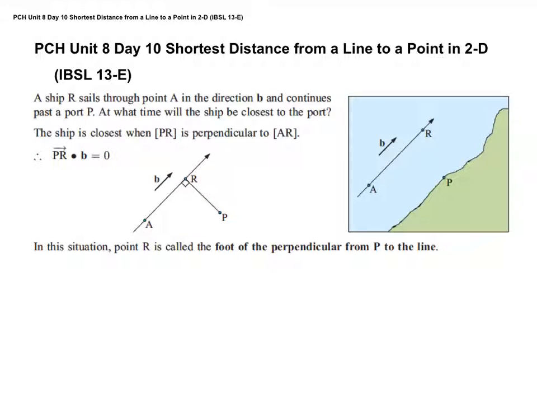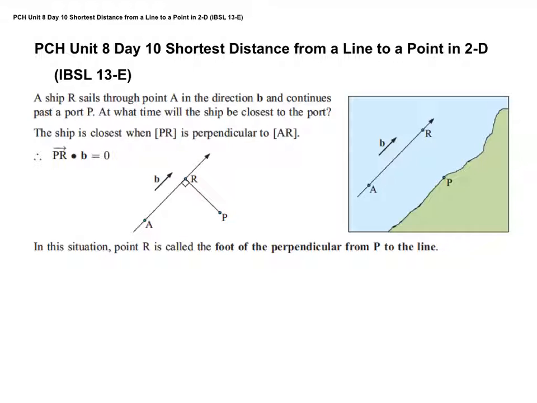All right, so in this lesson, we're going to look at using vectors to find the shortest distance that something moving is away from a specific point. Like you see here, it kind of looks like a coastline. You have green for the ground and blue for the water. And you have a ship that is sailing through a point A in the direction of vector B. So you see that line that the ship is sailing along. And there's a port P.